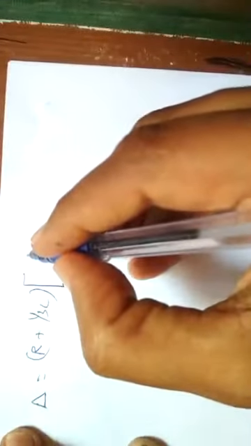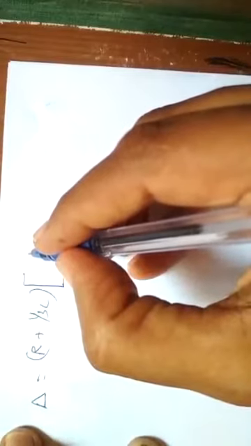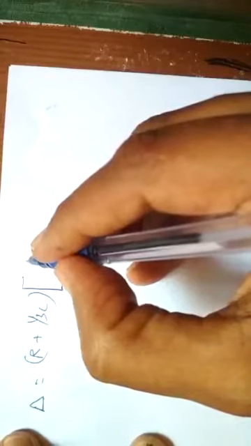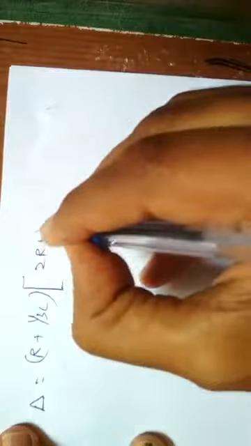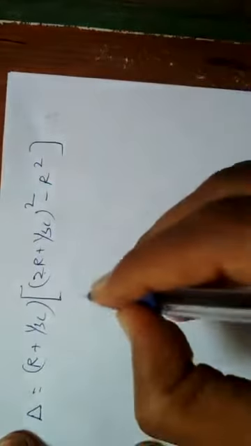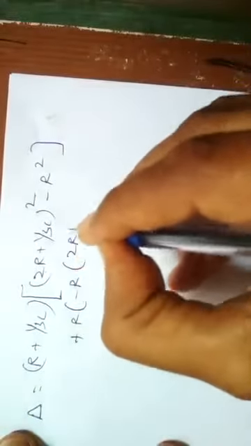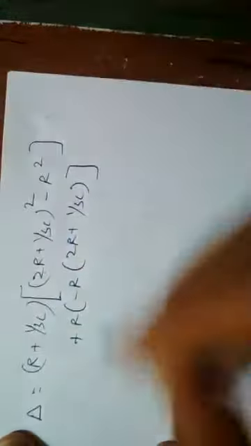Then del becomes r plus 1 by sc into 2r plus 1 by sc. The previous equation appears in the form of a plus b whole squared formula. So this is 2r plus 1 by sc squared, a plus b whole squared. So we can expand it in the next step. Minus r squared plus r into minus r into 2r plus 1 by sc.